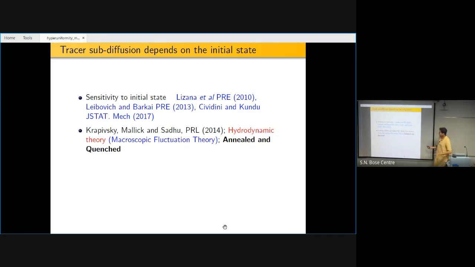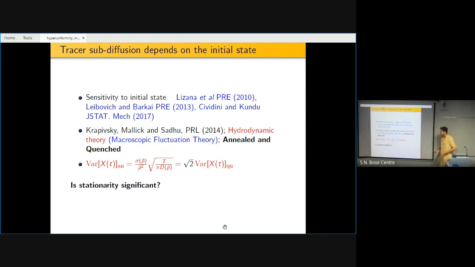At least what I believe is the most important contribution in this field came from Kundu, Cividini, and Sadhu in a PRL that they wrote in 2014. But they again used hydrodynamic theory, because the works before these people were actually taking particular examples of macroscopic processes and calculating mean square displacement. What these guys showed was again that you can use this macroscopic fluctuation theory, which is a hydrodynamic theory, and take this binary way of looking at things as annealed and quenched. And what you get is again that even in the case of a tracer, the variance of its displacement, or the mean square displacement, in the annealed case and the quenched case, they differ by a factor of square root 2.